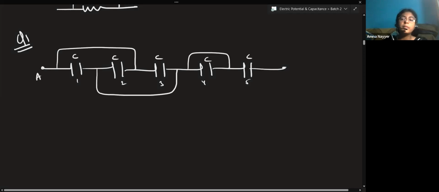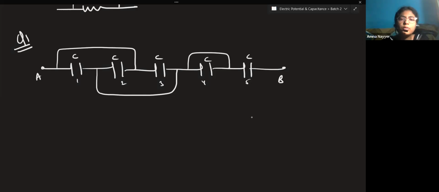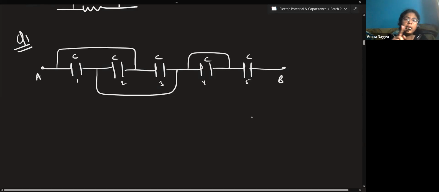All of you write to me right now. Do you see any capacitor that has been shorted, or do you think none of the capacitors have been shorted? If you see any short circuit, just name the capacitor.